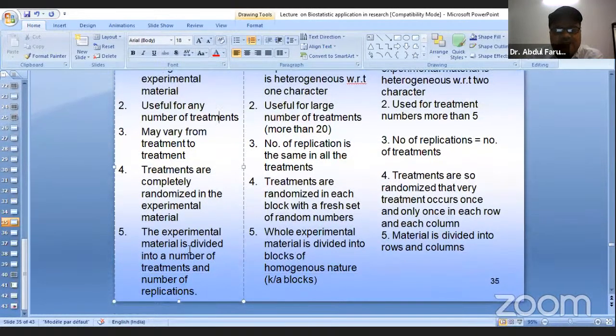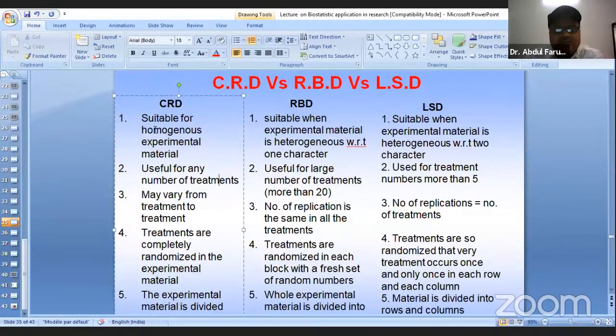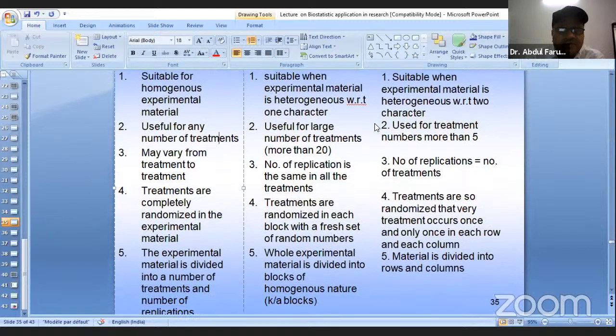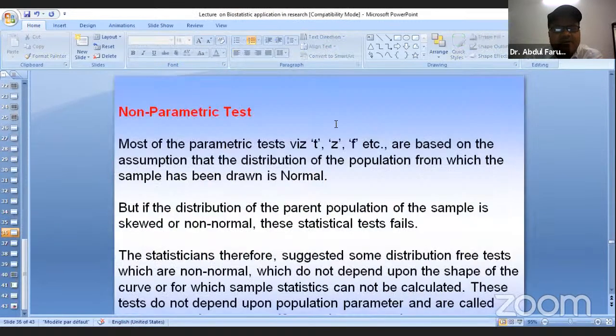The experimental material is divided into the number of treatments and the number of replications. The whole experimental material is divided into blocks of homogeneous nature, which are known as blocks. And here the material is divided into rows and columns. So basically, in pharmaceuticals we use CRD and RBD, not LSD. We do use it, but it has its own conditions, but in this case, mostly, normally, we usually do not use it.